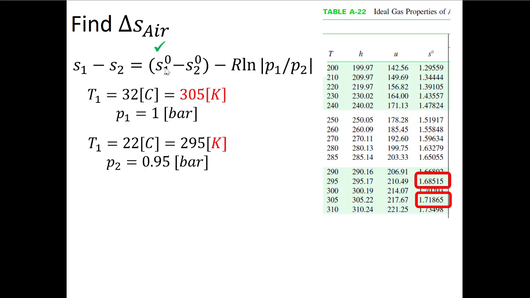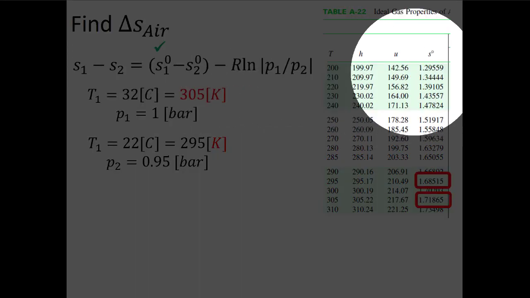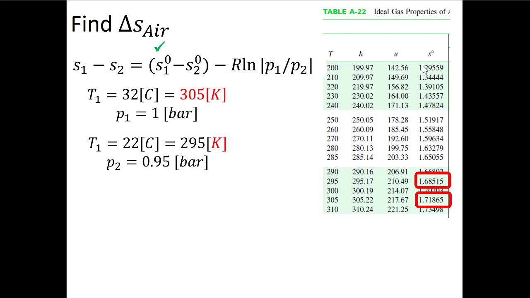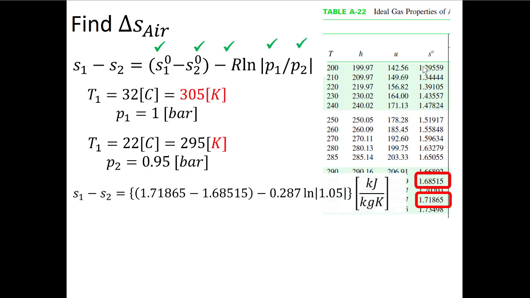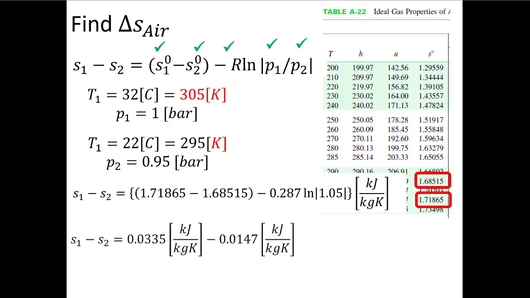So now I know s1 superscript 0, s2 superscript 0, and I know these pressures, right? So just remember, when you're looking at this table, this is s superscript 0. This is not s. You can't just take delta s superscript 0 and get the right answer, because your pressures are going to change as well, right? So I have now all the information. I know R, I know P1, and I know P2. So I can put this information into my equation, work this all out. All of these terms are in kilojoules per kilogram Kelvin, so I'm in a good place here. I can see that s1 minus s2 is 0.019 approximately kilojoules per kilogram Kelvin.